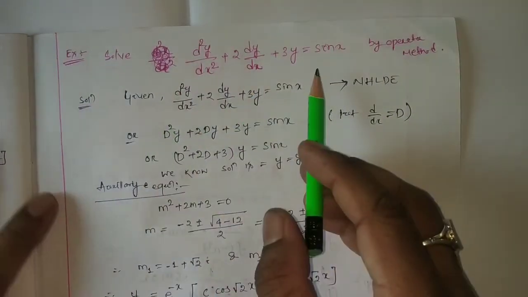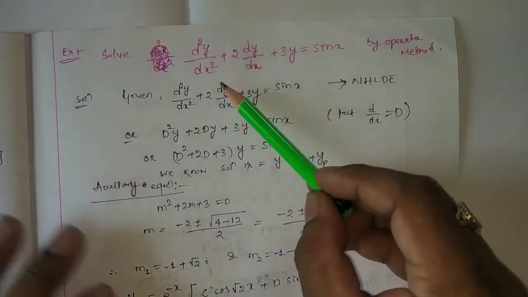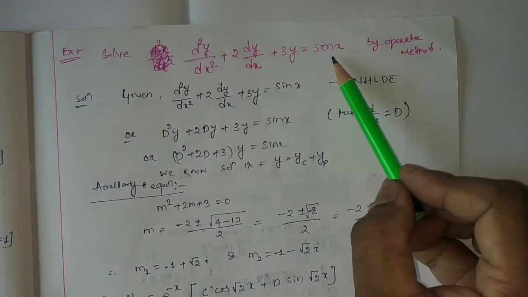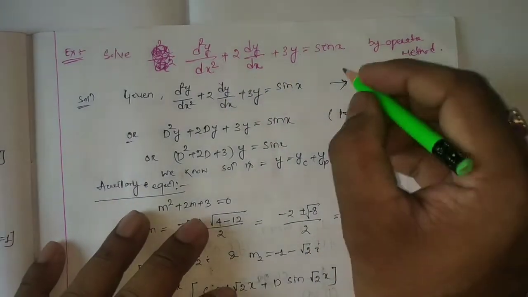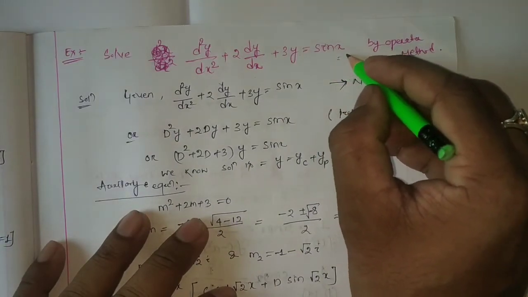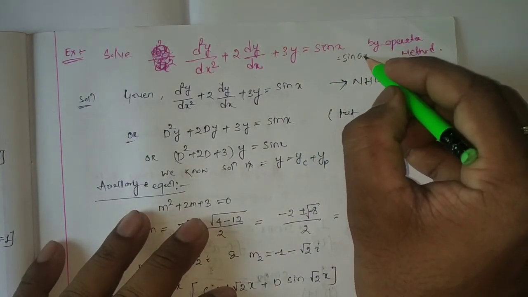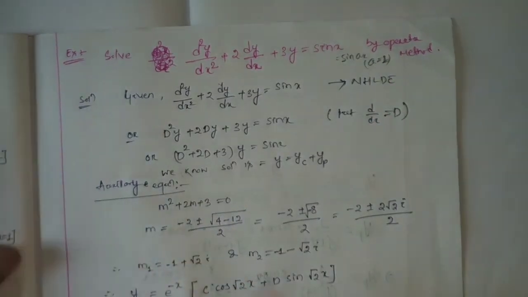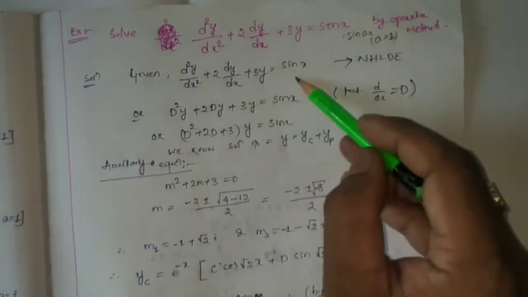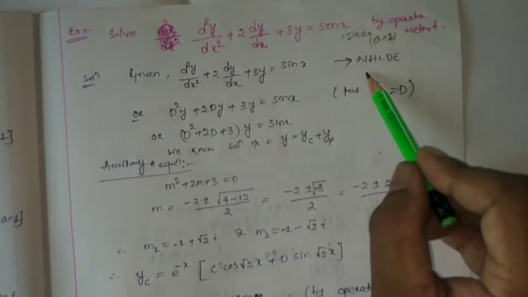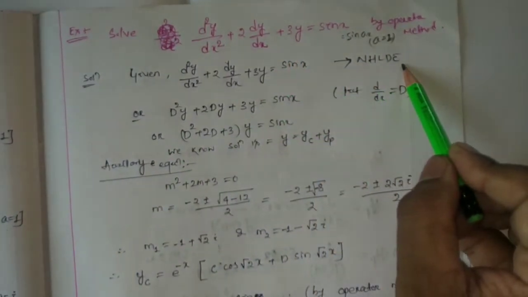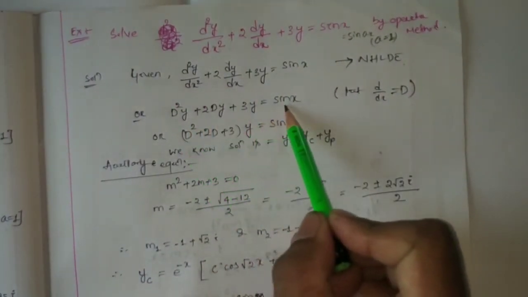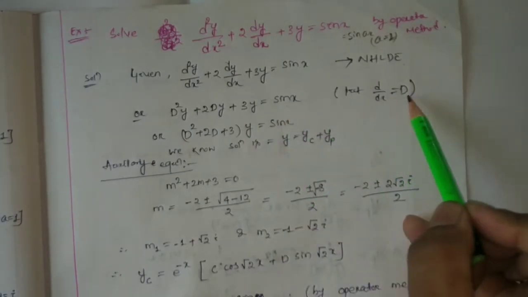This is the question that has been given: d square y by dx square plus 2 dy by dx plus 3y equal to sin ax. Here a is 1. By operator method we have to solve. As the right hand side is a function of x, it is a non-homogeneous linear differential equation. So this can be written as d square y plus 2 dy plus 3y equal to sin x, and we know that d by dx is d.